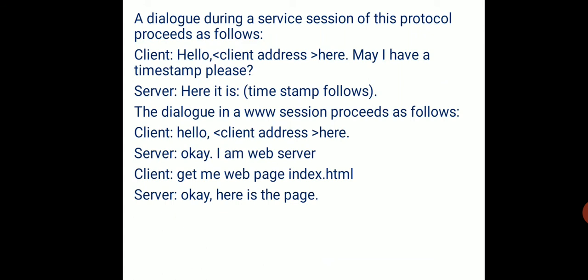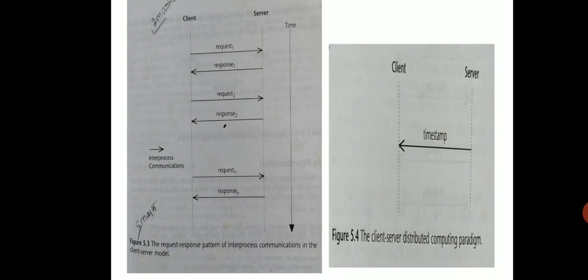So here the diagram shows the inter-process communications in the client server model. The client makes request 1 and the server provides response 1, the client makes request 2 and gets response 2, up to request n and response n. The second figure shows the client server distributed computing paradigm. That is, the client sends a request for timestamp and it gets the timestamp as a reply from the server.